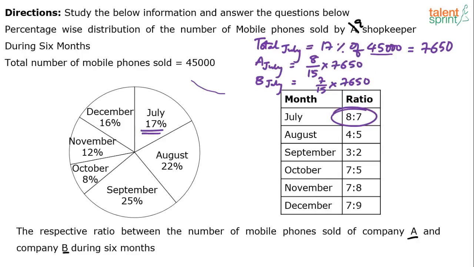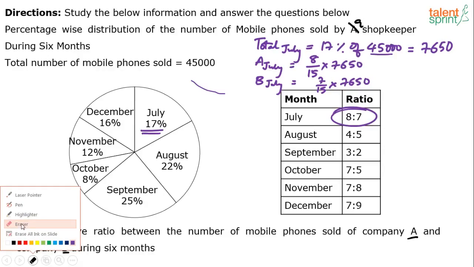That's what I'm telling you. It is eventually all about calculation. There's nothing complex here. It's all about how quickly you do these calculations. So 7,650 by 15 is, sorry, 510. That's what you need to understand. 510 into 8, 510 into 7.